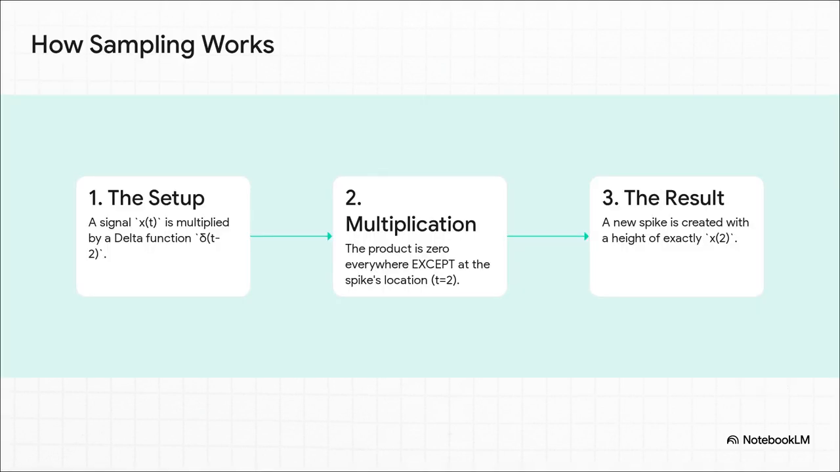So let's break that down. How does it actually work? Imagine you've got some signal, call it x of t, just wiggling along through time. Now, we bring in a delta function that only exists at one exact moment, say at time equals 2. When you multiply them together, what happens? Well, since the delta is 0 everywhere but at 2, the result is also 0 everywhere else. The only thing that survives is the value of the signal at that one point. So what you're left with is a new little spike, a new delta function, whose height is exactly the value of the original signal at time equals 2. That's sampling. That's the whole magic trick right there.